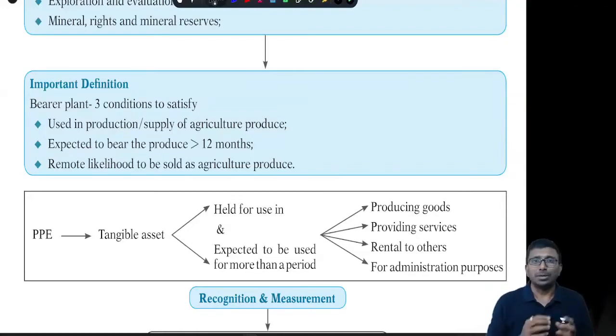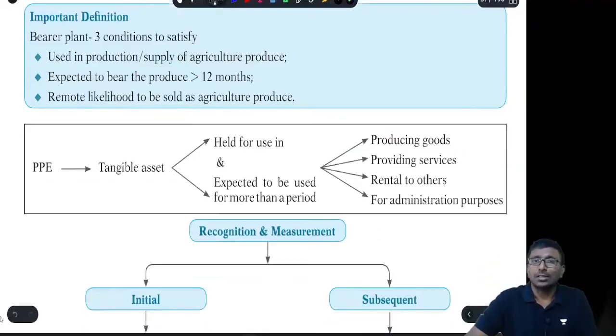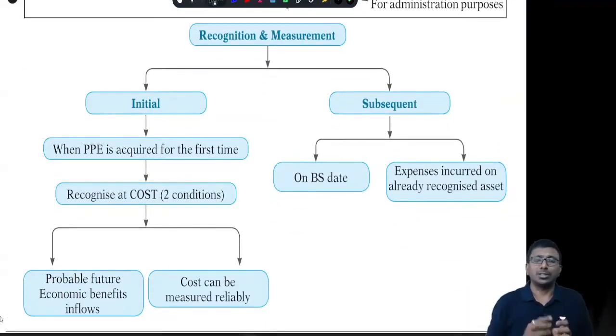And what is PPE? PPE is a tangible asset which is held for producing goods or providing services, or for rentals or administration purposes, and where the expected life is more than one year, which is 12 months. So when it comes to recognition and measurement, when do you recognize it? The recognition conditions are two. One is the PPE definition, it should be satisfied, that is, more than 12 months period. The second condition includes the two conditions of an asset, that is, there should be future economic benefits inflow, and cost or value that can be measured reliably. Then yes, you can recognize the asset.